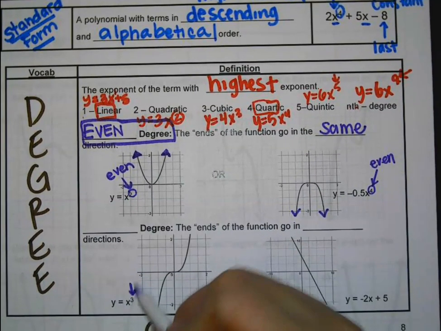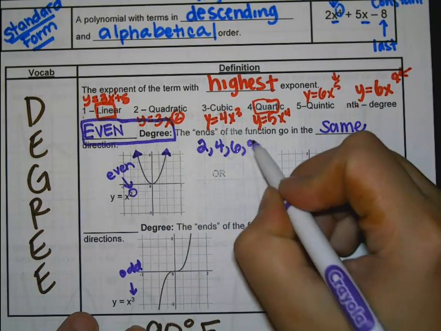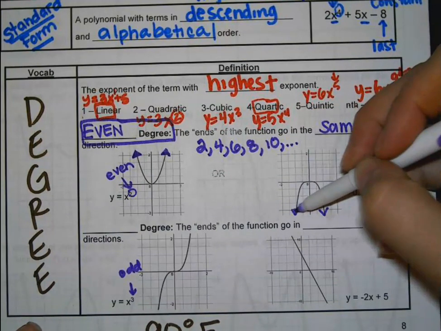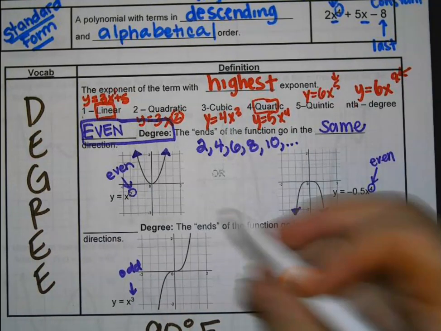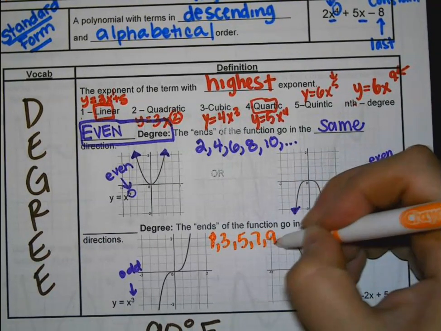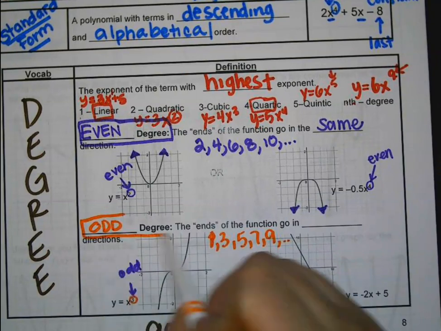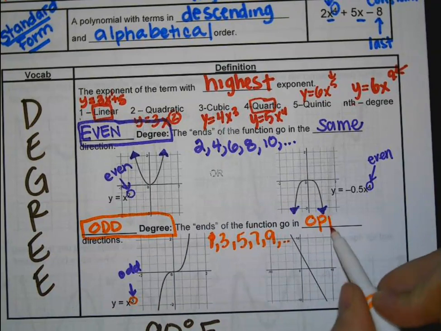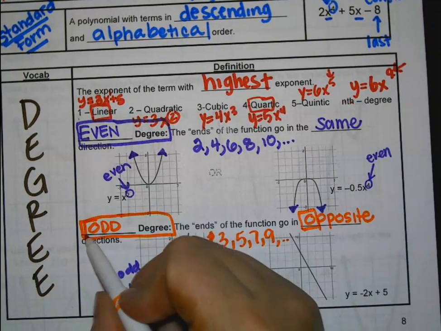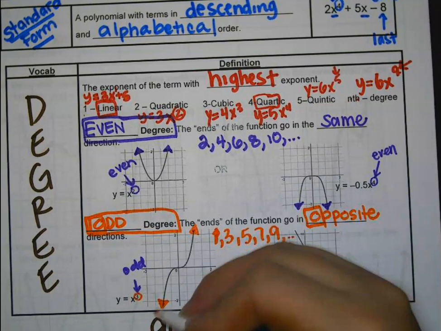Just to review, even is 2, 4, 6, 8, 10. If the highest exponent in the problem is one of these, then the ends go the same way. Whereas odd is 1, 3, 5, 7, 9, etc. If it's an odd degree, the ends of the graph go in opposite directions. How I make that easy to remember is that opposite and odd both start with an O. So when it's odd, the ends of the graph end up going opposite directions.